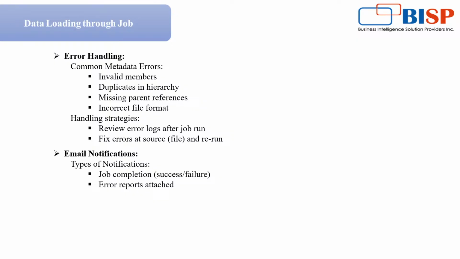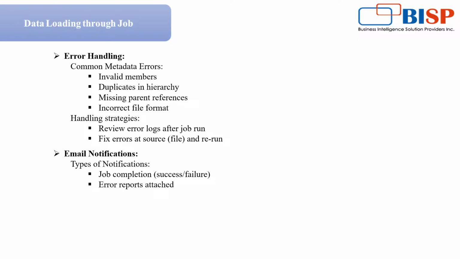Alright, there are two types of notification which we receive here. That is a job completion notification, that is either the success or the failure, or error reports attached. If you have run a job, it will either be a success or a failure. If it is a success, you will receive a mail that the job you ran at a specific time, in whichever dimension, is successful. And if it's a failure, it will report that it was a failure, and it will attach a log with all the details so you can see where it went wrong.